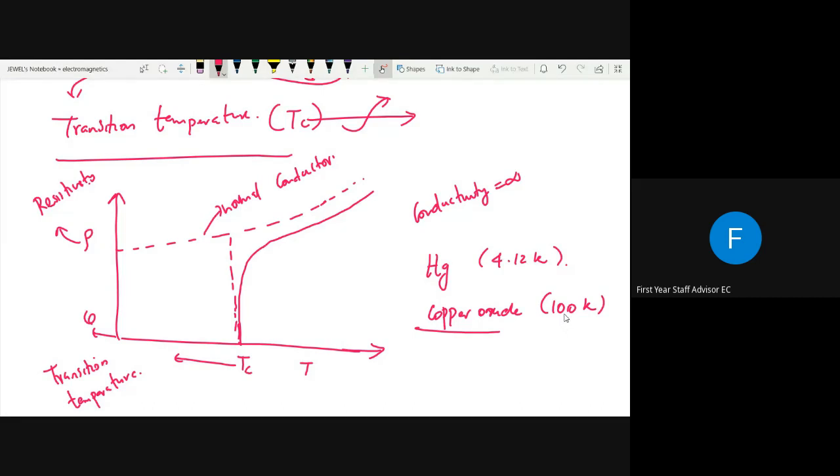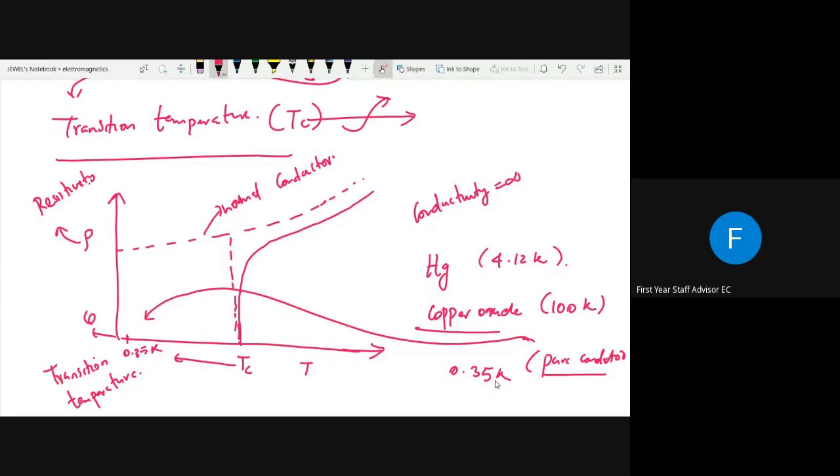Normally for pure metals, the superconductive transition temperature is about 0.35 Kelvin for pure conductors. In the case of pure conductors, what is the transition temperature? It is very low, 0.35 Kelvin. So in order to convert a pure conductor into a superconductor, we need to cool the substance to such a low temperature of 0.35 Kelvin.